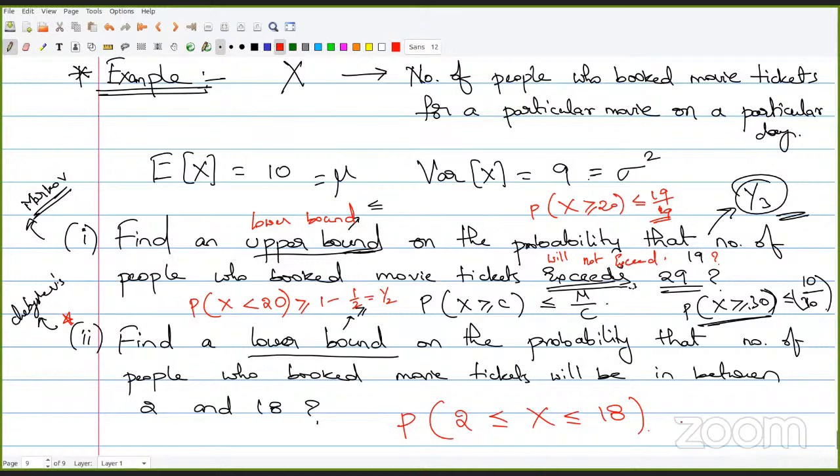Correct? Yes, sir. So for this probability, I need to find the lower bound. Lower bound means this is greater than or equal. I need to get greater than or equal to something. 1 minus 1 by K is correct, sir? 1 minus 1 by K is correct. What is K? K will be 4, sir. No, sorry, sir. Let me find out. Sorry. 2.66. Yes, correct. K will be 4. No, not 4, sir. No, sigma, sir, is 3. 2.66. Yes, 2.66.